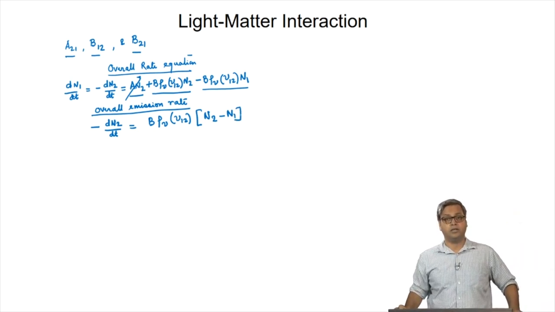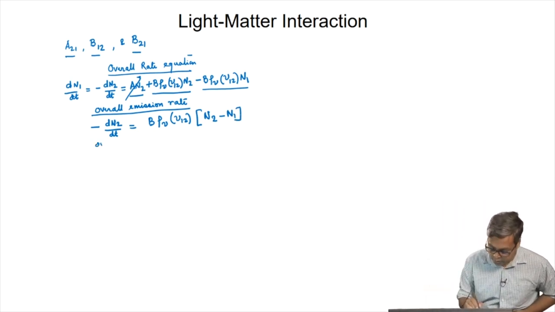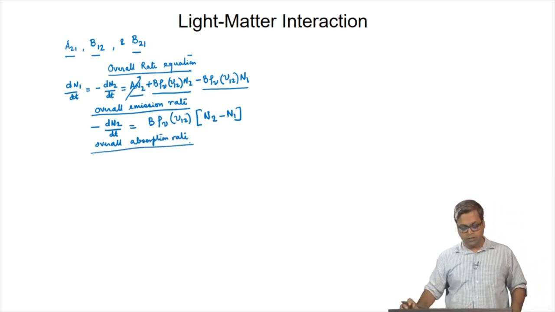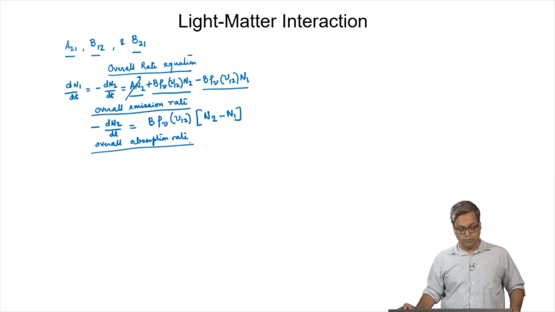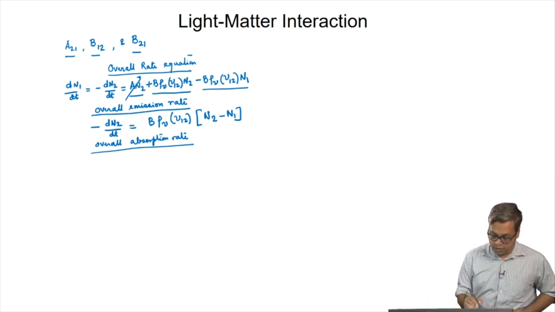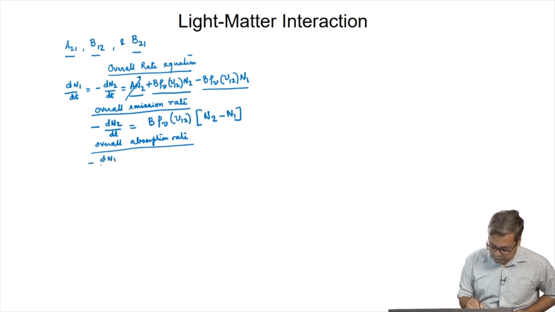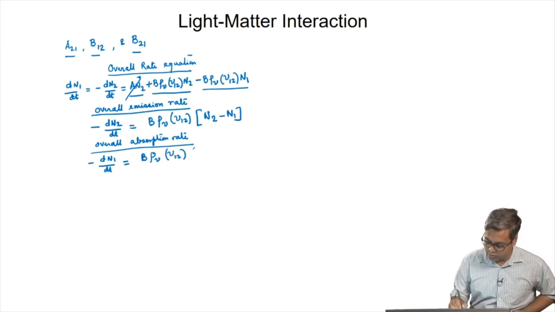Similarly, we can write an overall absorption rate. Because in the absorption process the molecules go from lower energy level to higher energy level, in this case we are talking about the rate of change of the molecules from the lower energy level. In that case, the overall absorption rate is minus dN1/dt, and that equals B rho(nu12) (N1 minus N2).